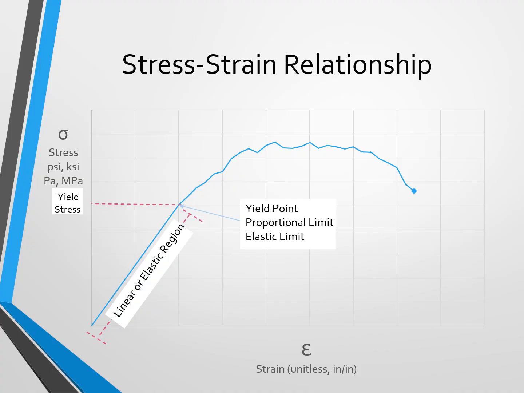At first, when we first start pulling, we'll have a linear region. If we were to stop the test anywhere along this region, the material would return to its original length. This is what we call the elastic region. Once it reaches the yield point, the material will begin to yield or deform permanently. And we can estimate the yield stress from the graph, from where this goes from linear to nonlinear. Now, in many cases, we don't want our material to deform, so we might design to the yield point.